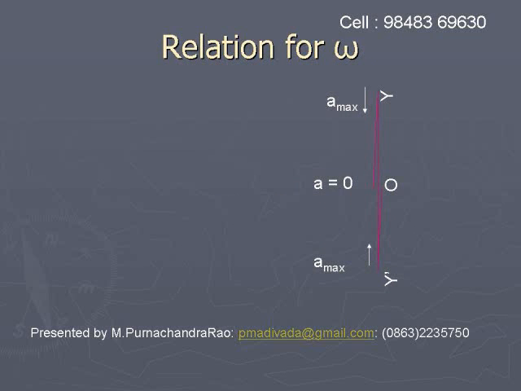Relation for omega. Acceleration a is equal to minus omega square y. Let us neglect the sign and take the magnitude. Then we get a is equal to omega square y in magnitude. So omega square is equal to a by y. So omega is equal to square root of a by y, where a is acceleration and y is displacement.